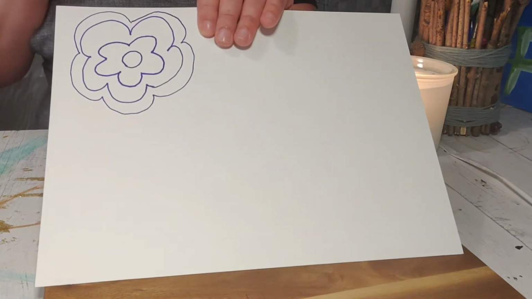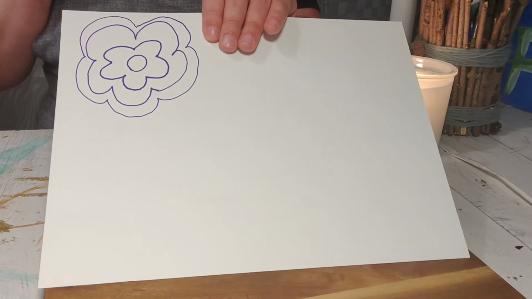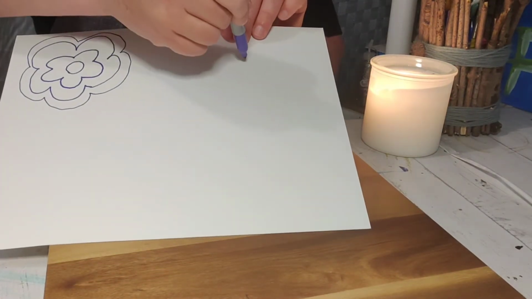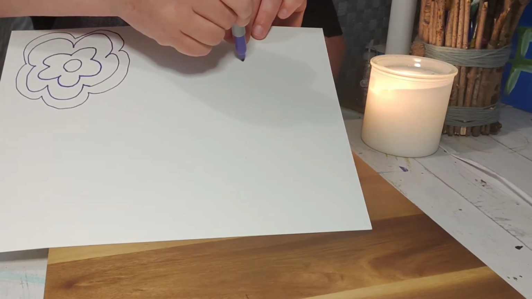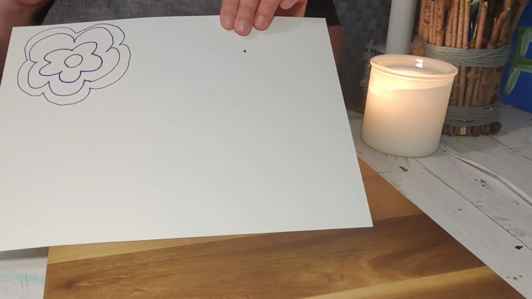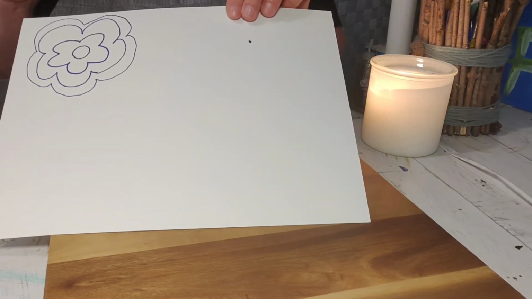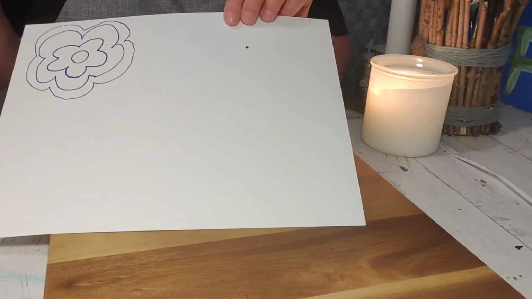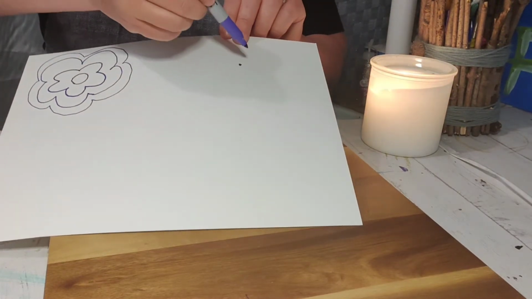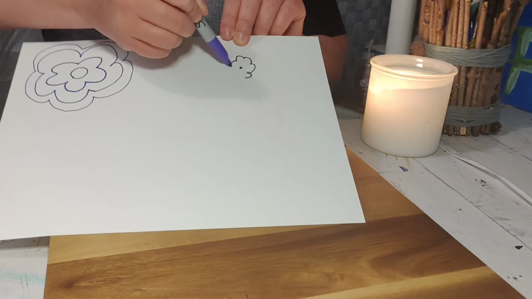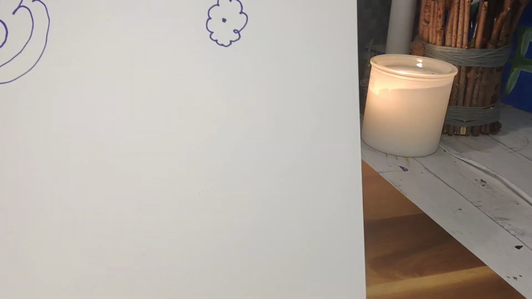There we go. So I have my first flower ready and done. So my next flower starts with a dot in the middle. So I'm going to put a little dot. And this one is almost similar, but it looks more like a peony flower, okay? So we're just going to get a little more bumpy as we create this flower. So I'm just going to do lots of bumpy lines in the middle, okay?